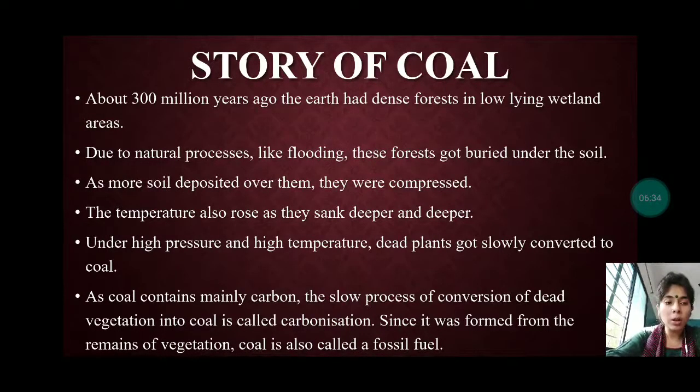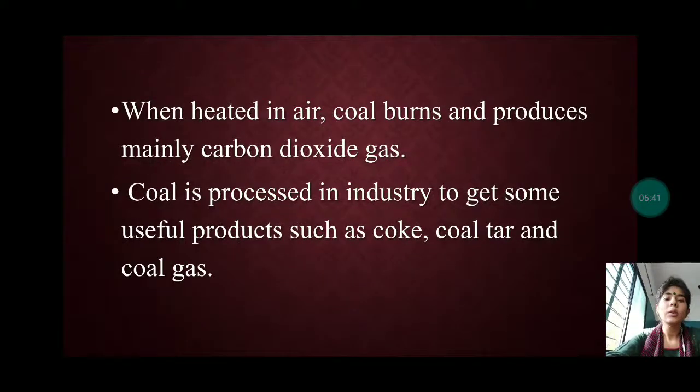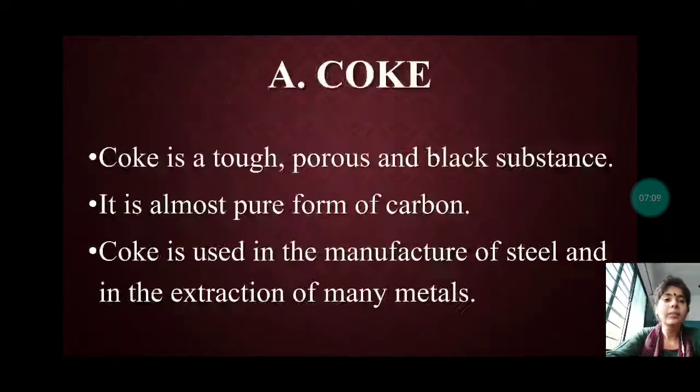Since it was formed from the remains of vegetation, coal is also called fossil fuel. When heated in air, coal burns and produces mainly carbon dioxide gas. What is liberated when coal is heated? The carbon dioxide gas, that is CO2. Coal is processed in industry to get some useful products such as coke, coal tar and coal gas. Let us discuss in detail what coke, coal tar and coal gas are.